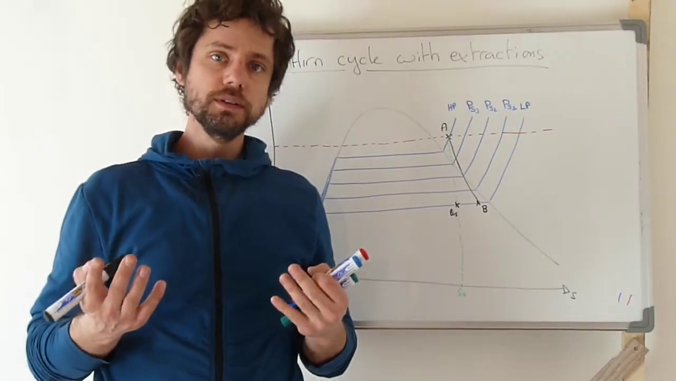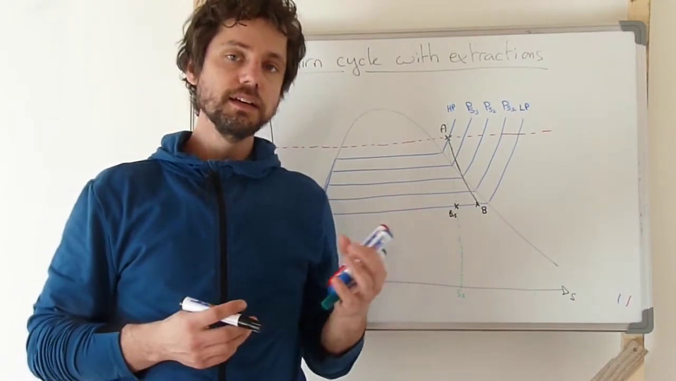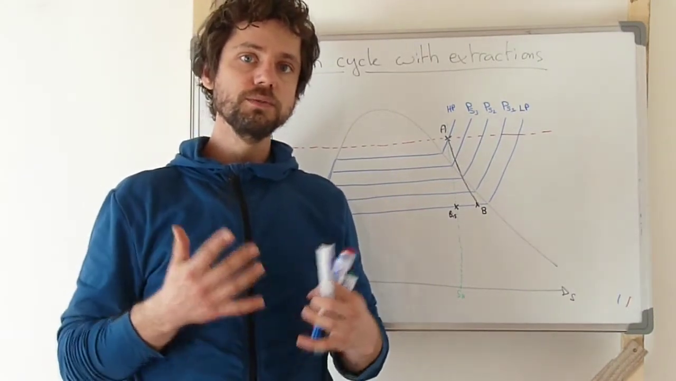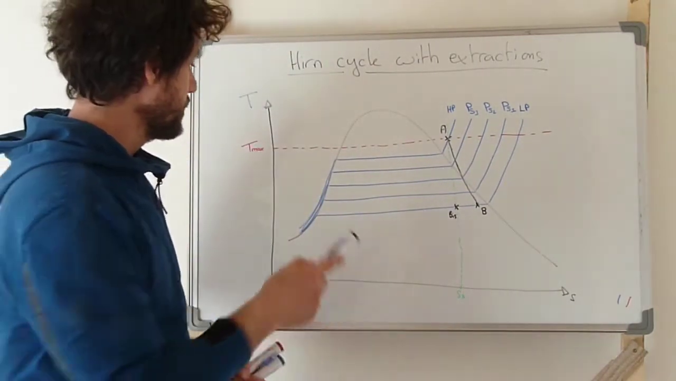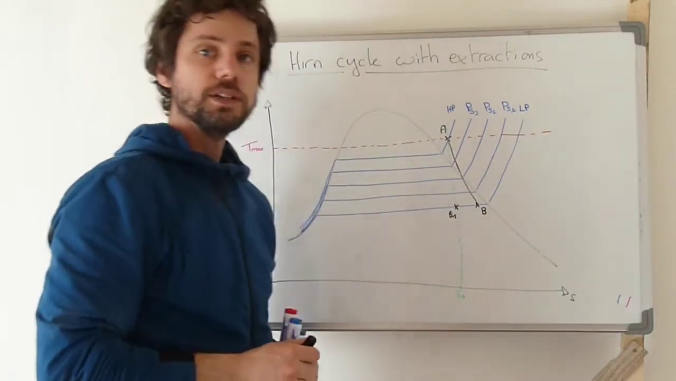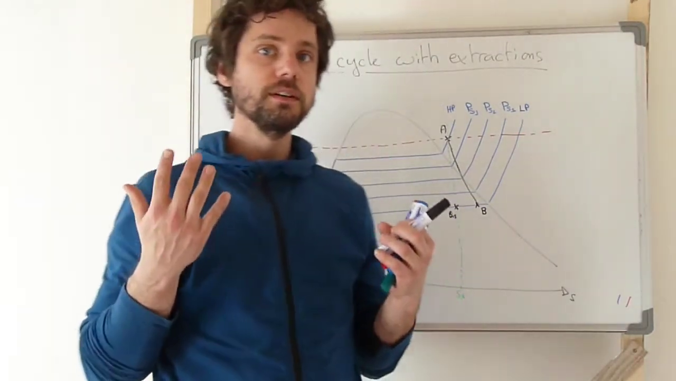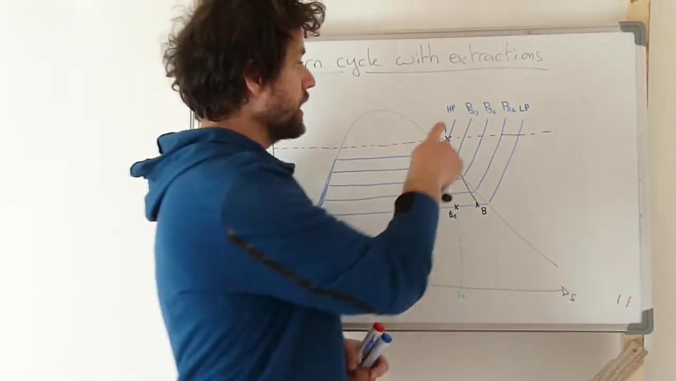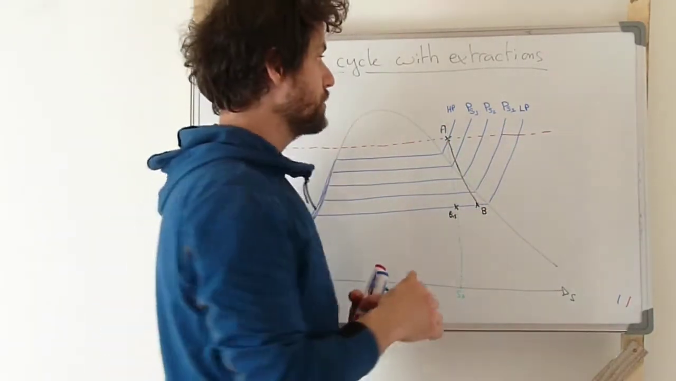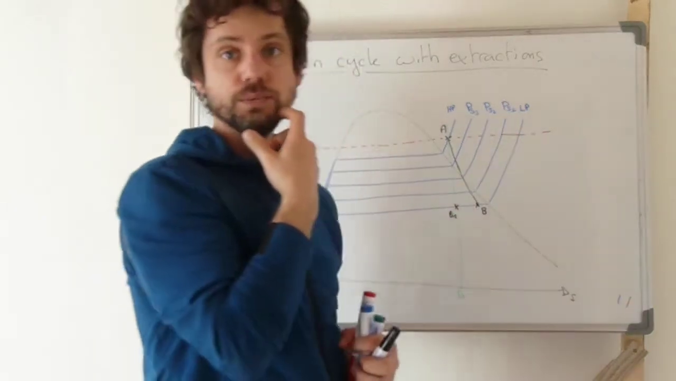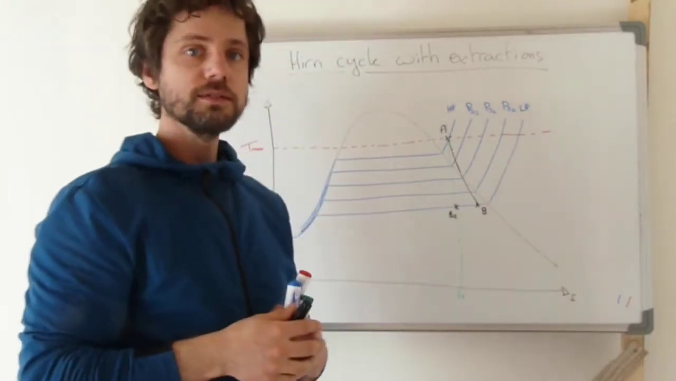So let's try to plot the temperature-specific entropy diagram of the second stage Hirn cycle with 3 extractions that we have been presenting before. On the TS diagram, we find again the saturation line. We have now 5 different levels of pressure in the system: the high pressure, the low pressure, and also the 3 intermediate pressures that correspond to PS1 for the pressure of extraction 1, PS2, PS3 for the 2 other extractions.